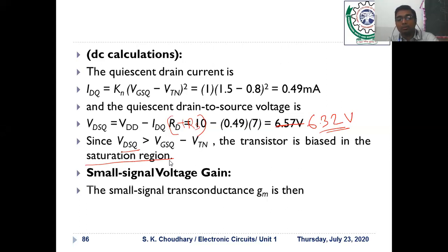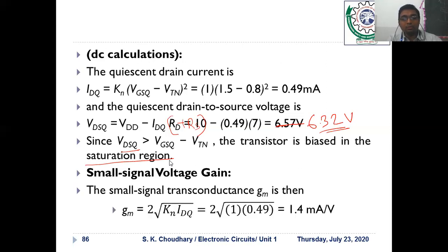GM is equal to what? GM is equal to root under twice of K IDQ. So here you see the value of the current would become 1.4 milliampere. Okay. So in this way, the other formulas of GM are also applicable, like twice Kn into (VGS minus VTN). And from that also you will get this value, 1.4 milliampere per volt.